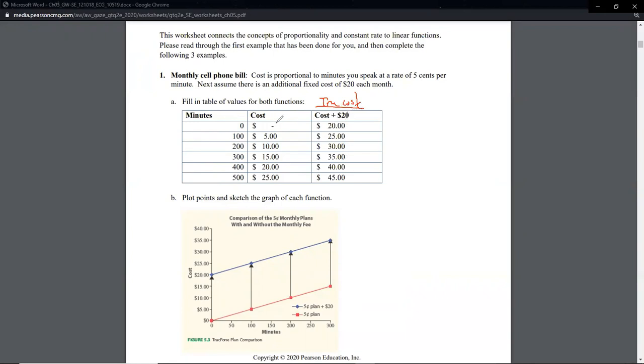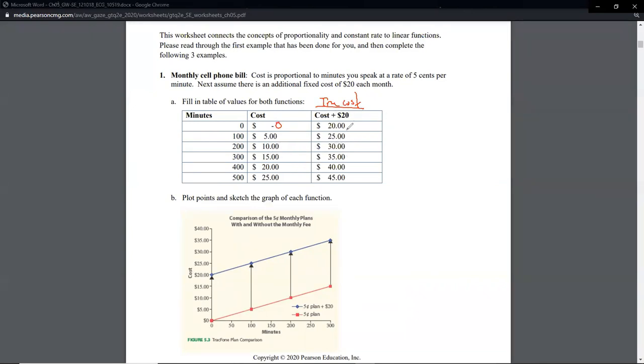So if you pay 0, that's what the dash means, $0 in your minutes, you still pay $20 for the fee. If you talk for 100 minutes, you pay $5 for your minutes, but you still pay that extra $20 for the fee, bringing your total cost up to $25. If you talk 200 minutes, your minutes cost is 10 bucks, add in your fixed fees, and you got a $30 cost, et cetera.